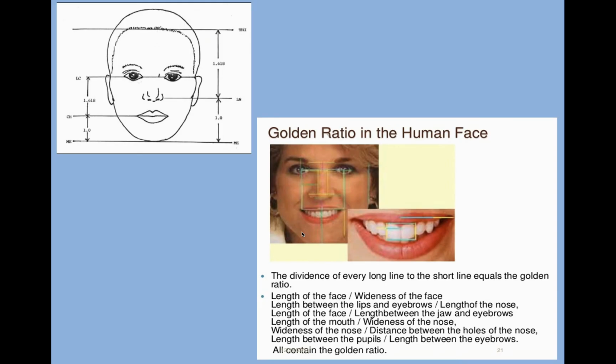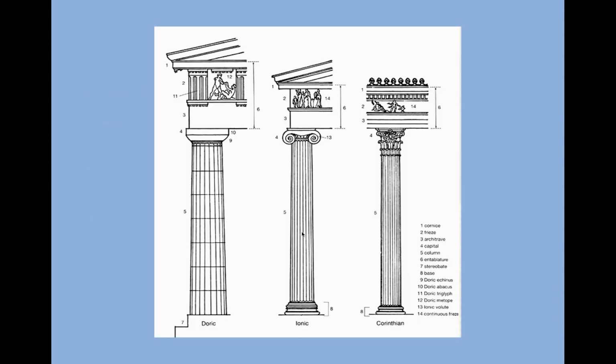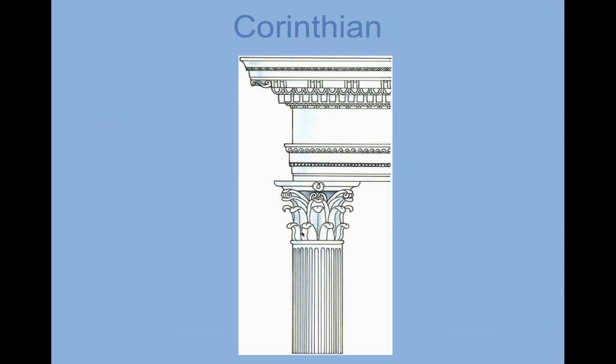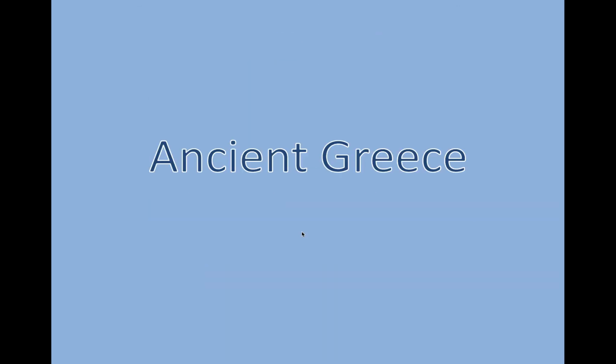That's it for the introduction to the rules and ideas of ancient Greece. The Greek orders, the golden mean, also called the golden ratio or the golden spiral, and the 3 time periods. So that's just an introduction to Greece.